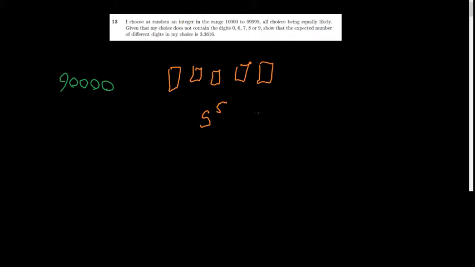So if you choose digits in this range, you're actually choosing from 90,000 digits. But of course, you don't actually have all those choices. Your choice doesn't contain 0, 6, 7, 8, or 9. So actually, you have 5 different choices for each digit. That gives you a total number of choices of 5 to the 5, which is 3125. Good number to know.